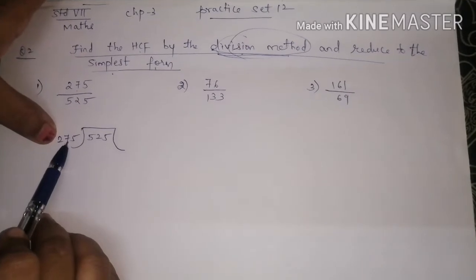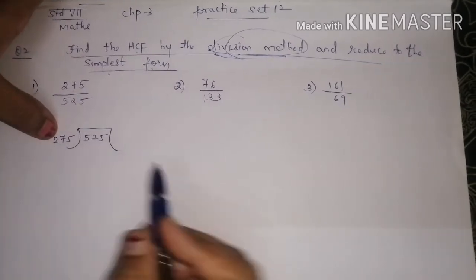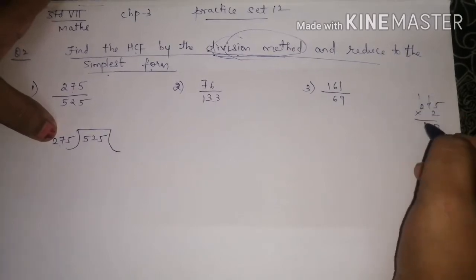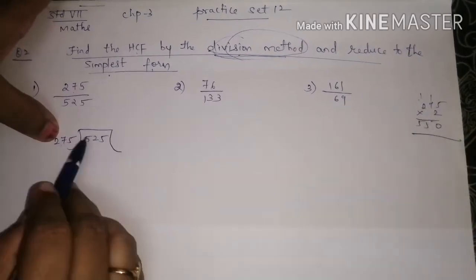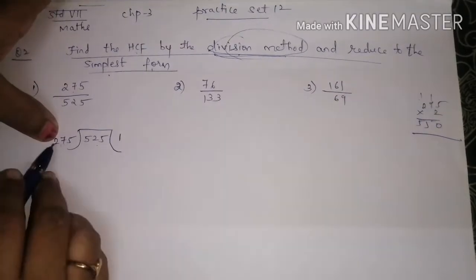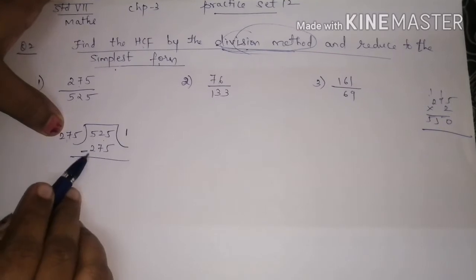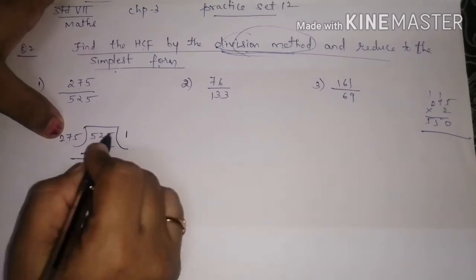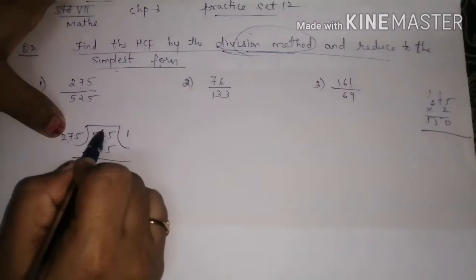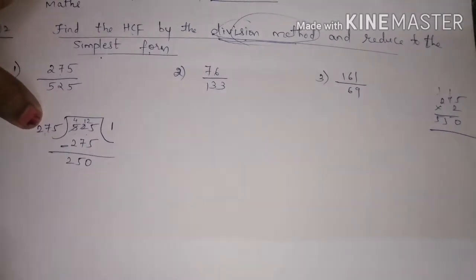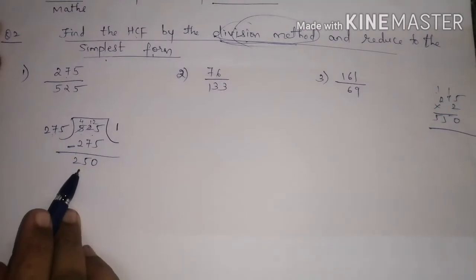275 ones are 275, 275 twos will be more, I think. So 2 5s are 10, 2 7s are 14, 1 15, 2 2s are 4, 1 5. It is 550, it is more. So you have to take 275 ones are 275 only. Subtract it: 5 minus 5 is 0, 12 minus 7 is 5, 4 minus 2 is 2. You got the remainder 250.